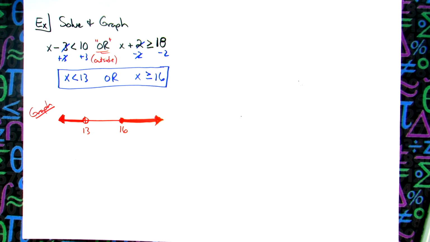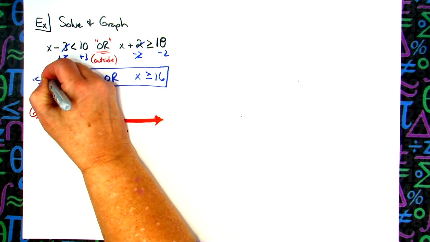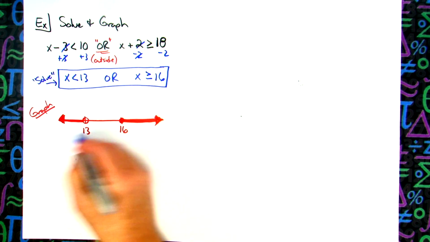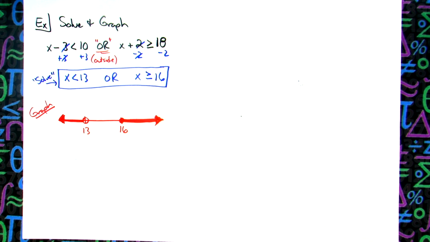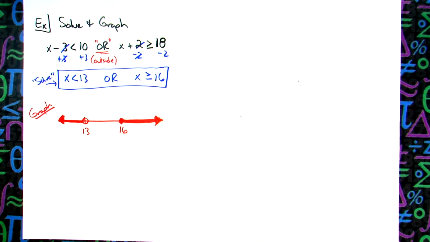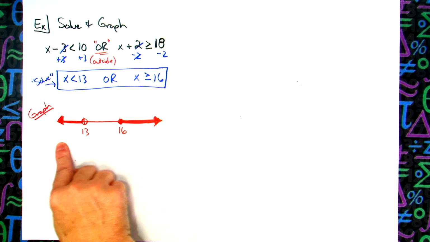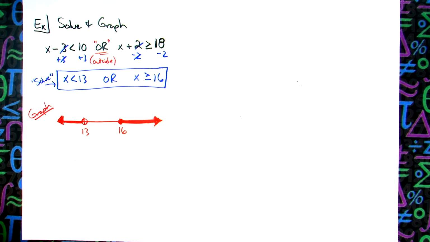So there's my graph. These are compound inequalities. So this is my solve part, or my answer, and then this is my graph. So they may say solve and graph. If they say solve, and that's all they say, then you just have to solve and you stop right there. But if it says solve and graph, you do the math, you solve, and then you put it on the number line.